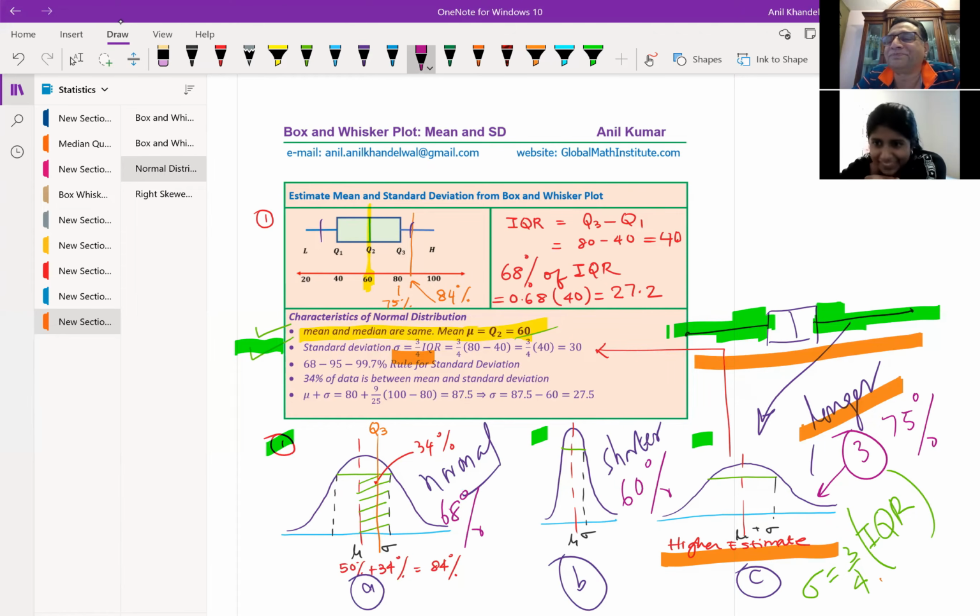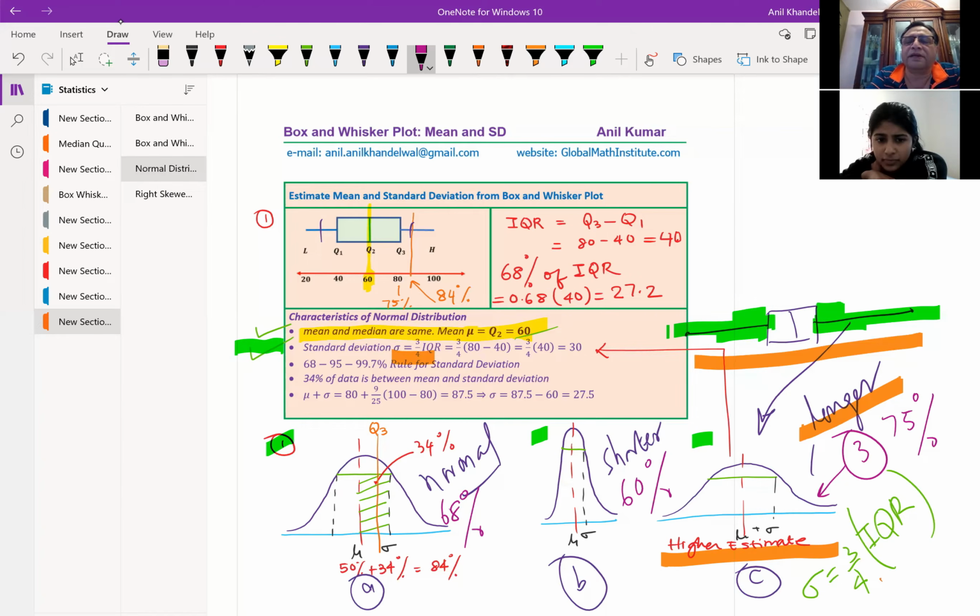You get the idea? I'm a little bit lost. Why is it 68? I thought we were doing 50 plus 34. We'll do that calculation also: 50 plus 34. So we'll do both the calculations. Don't worry. Let's look into the interquartile range formula first.